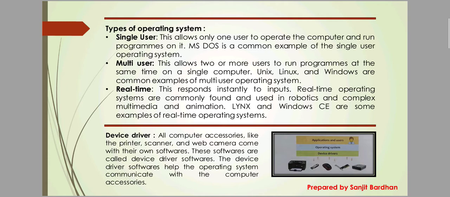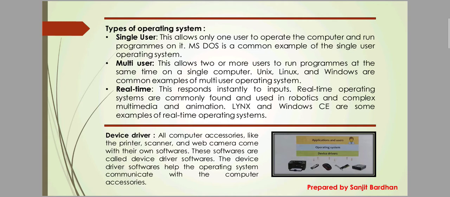Next is multi-user. Multi-user means this allows two or more users to run programs at the same time on a single computer. That means हम लोग कोई भी multi-user में क्या होता है, दो या उससे ज़्यादा यूज़र एक साथ ही हम लोग उस कंप्यूटर को ऑपरेट कर सकते हैं. ओके, दिस इज़ कॉल्ड मल्टी यूज़र ऑपरेटिंग सिस्टम. एंड यूनिक्स, लिनक्स, विंडोज आर द कॉमन एग्जांपल ऑफ मल्टी यूज़र ऑपरेटिंग सिस्टम.